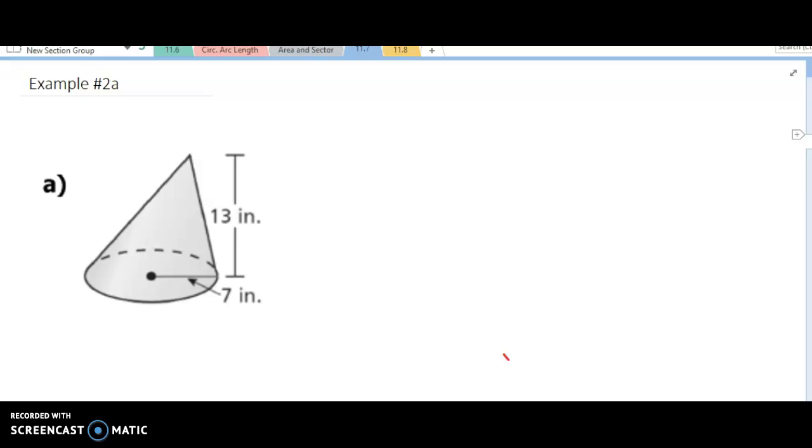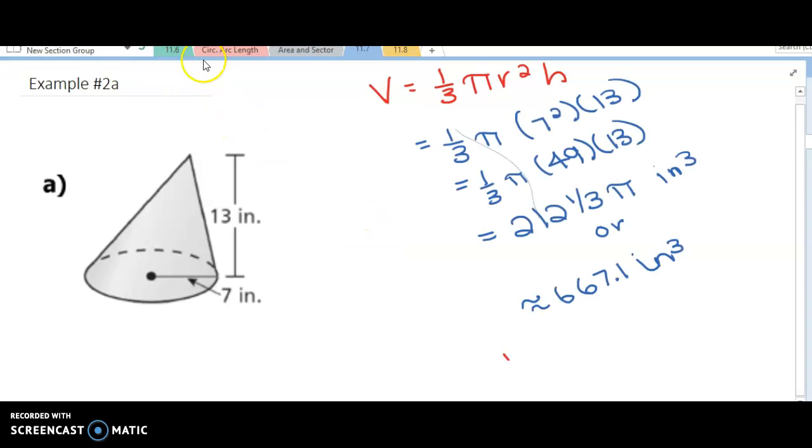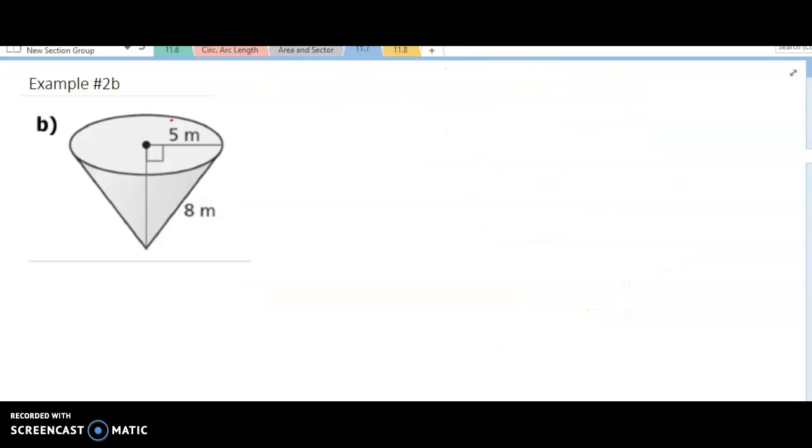All right, so let's look at the next example. Example 2a. Once again, we're finding the volume. So the volume is 1/3 pi r squared times h. Go ahead and work this one out on your own, then we'll go over it, and then we'll do some more examples. When you plug in 7 for your radius and 13 for your height, and you do some math, you should get roughly 212 1/3 pi, or if you put pi in your calculator, roughly 667.1 inches cubed. All right, let's look at this one together.